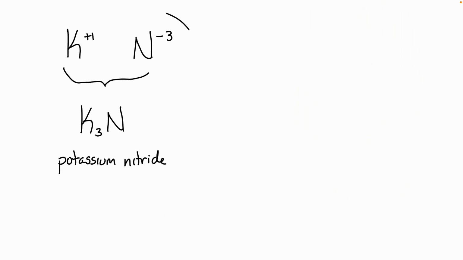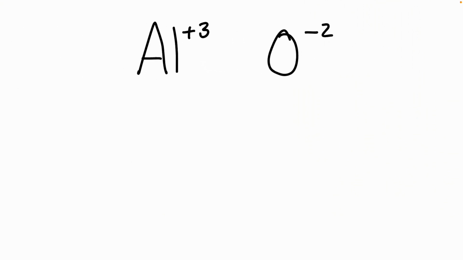Okay, so for this particular example, it may have been easy to see, but what about if we have a little bit more complicated numbers? So for example, if we took our aluminum ion and mixed it with an oxygen ion, what would be our formula here? Okay, so this would be Al2O3.